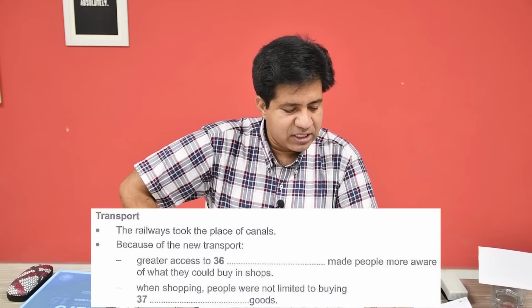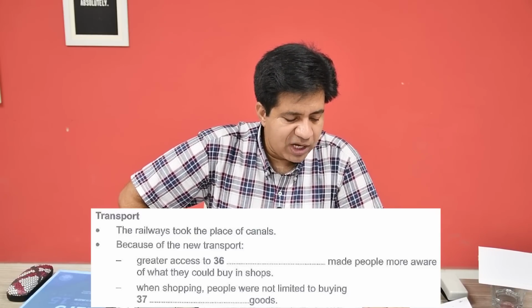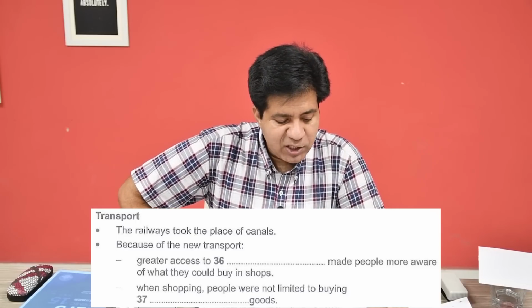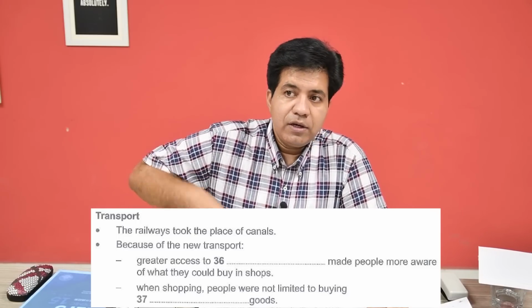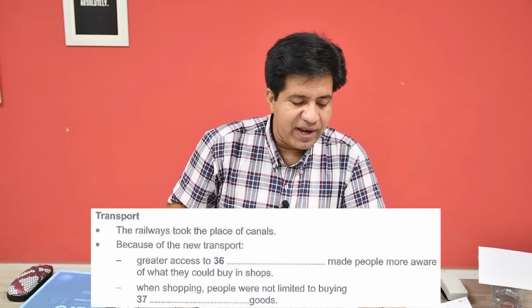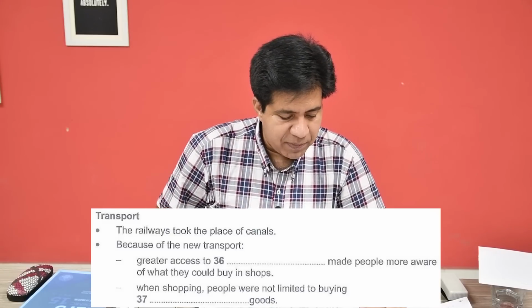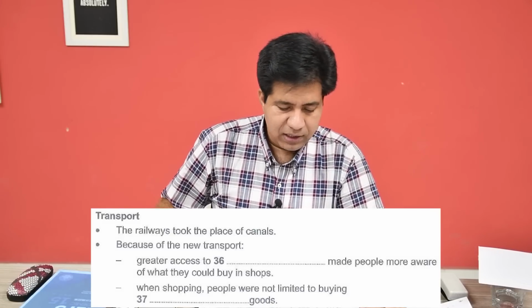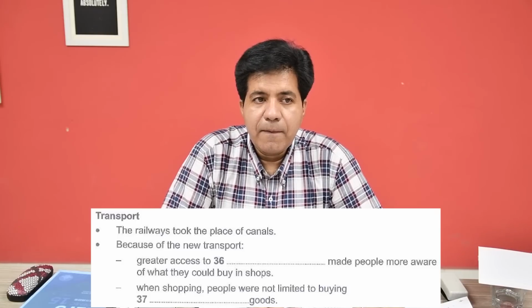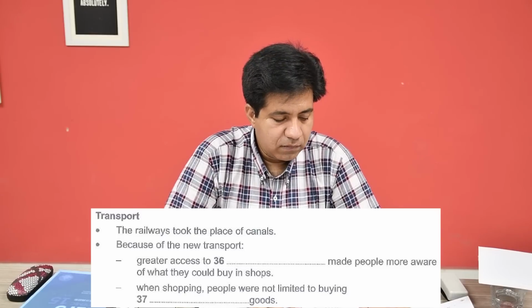Question number 36. Now it's transport, railway took the place because of the new transport. Greater access to dash made people more aware. Greater access to what? Television or any other thing. Greater access to dash means people could afford, people could buy something, and that made people more aware of what they could buy. So, as well as manufacturing, there were new technologies in transport, contributing to the growth of consumerism.